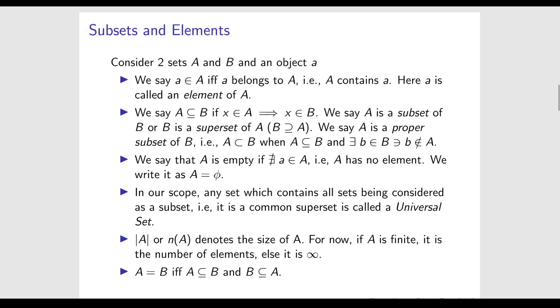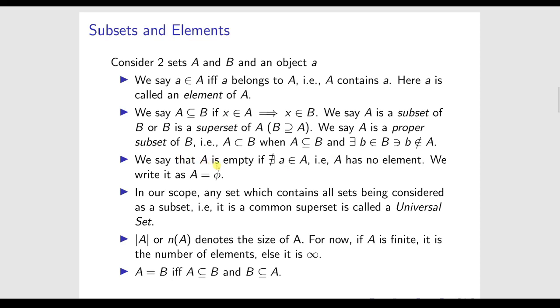Now, subsets and elements. Consider two sets A and B and an object a. We say a belongs to A if and only if A contains a. Here a is called an element of A. By this symbol we mean subset of. A is a subset of B if x belongs to A implies x belongs to B. We can also refer to it as B is a superset of A, or by this notation. We say A is a proper subset of B when A is a subset of B and there exists a b belonging to B such that b does not belong to A.